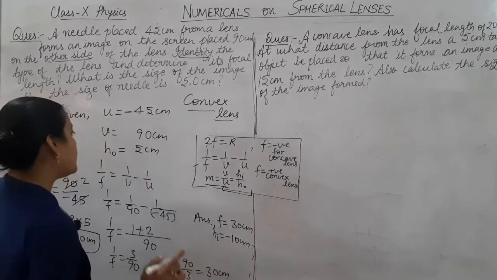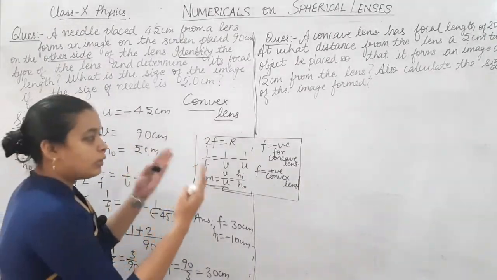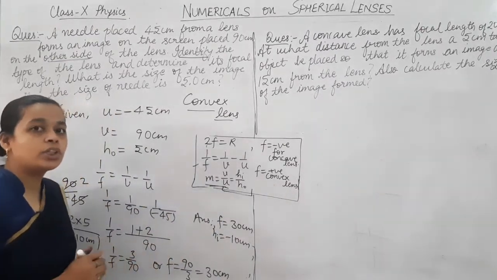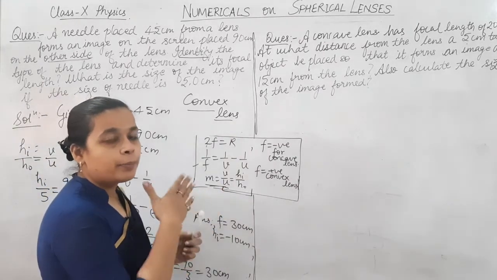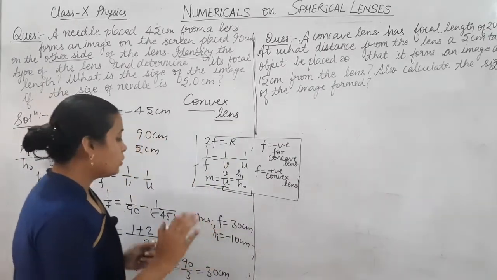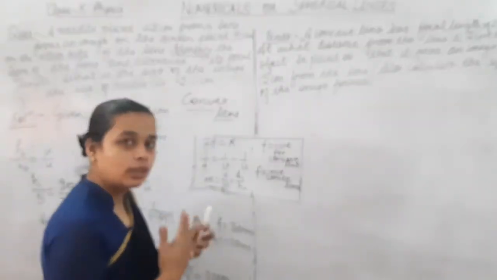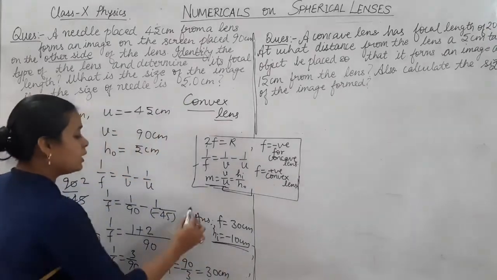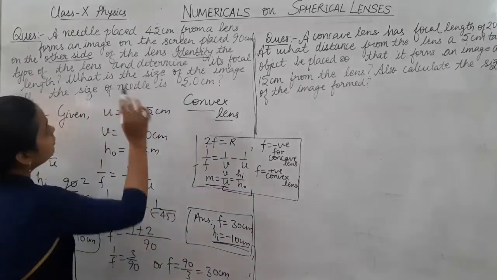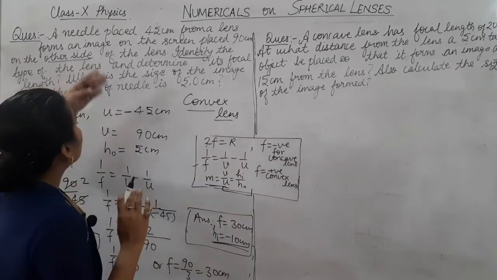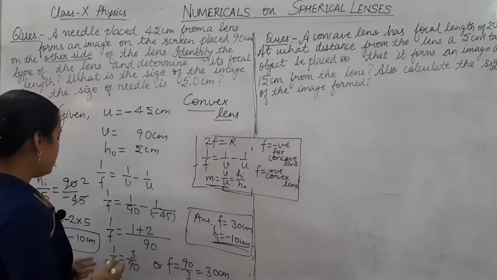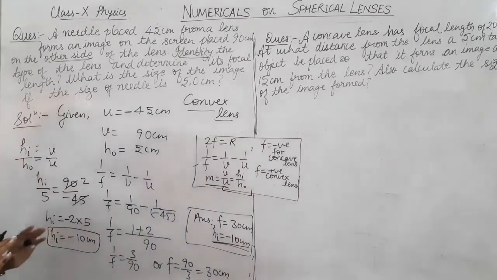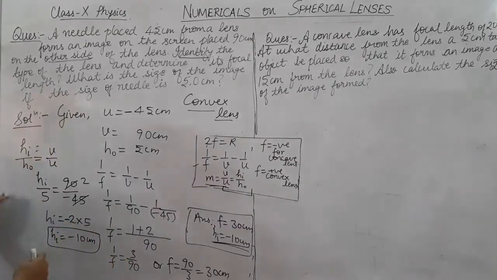Why has it come minus? The image will be real, it will be on the right side, but the position of the image will be perpendicular to the principal axis in the downward direction, and the downward direction is parallel to the negative y-axis. That's why it will be negative. So these are the answers of this particular question. It was long to read, but it is very short to solve. And if you know each and every concept, you will be able to solve the question.